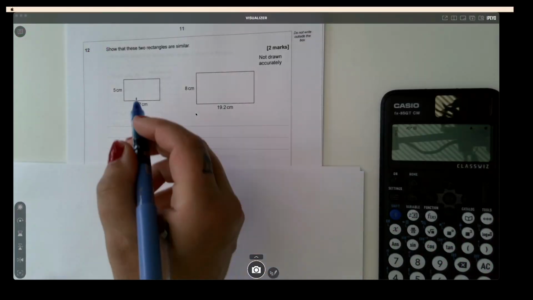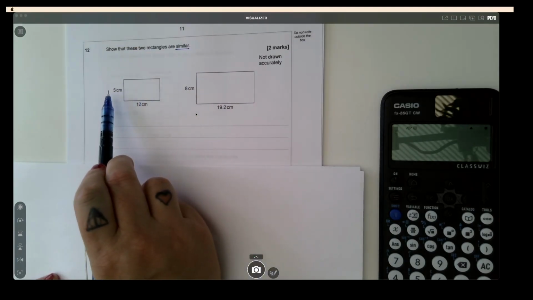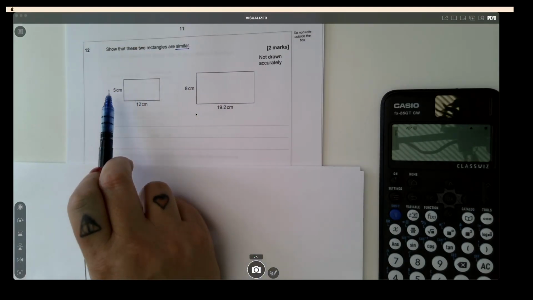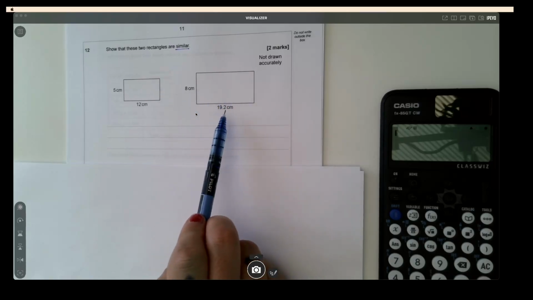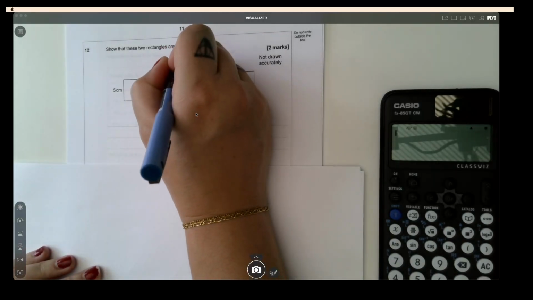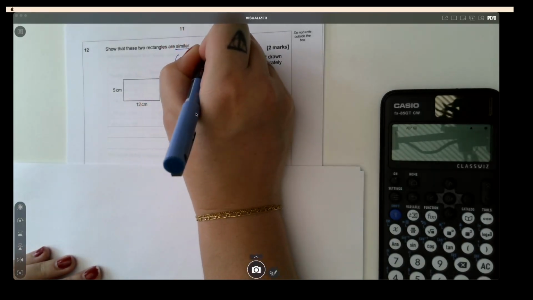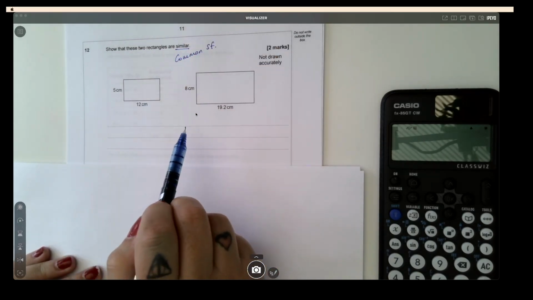Question 12. Show that these two rectangles are similar. So we've got this rectangle that's smaller with a length of 12 and a width of 5. This rectangle that's bigger with a width of 8 and a length of 19.2. So for shapes to be similar, they have to have a common scale factor. And that scale factor has to be the same for all of the sides of the shape.